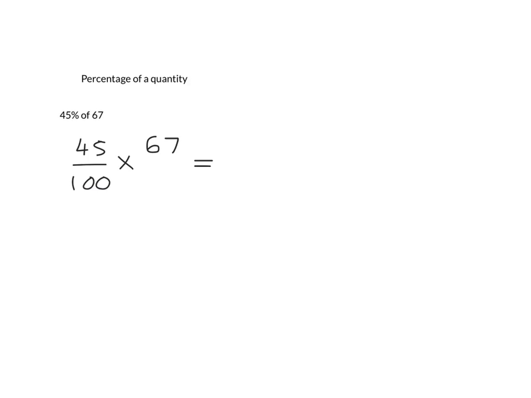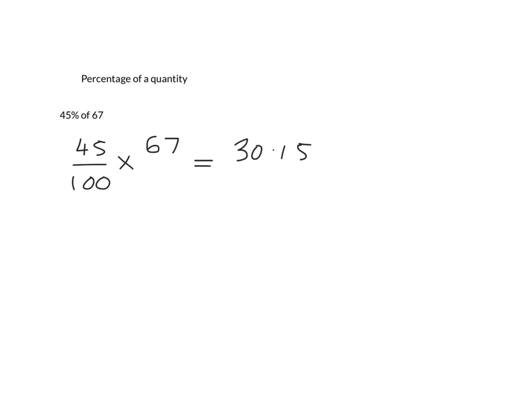See, we know that 45% is a little bit less than half. So we expect our answer to be a little bit less than half of 67. 30.15, Angus? Yep. Can we agree on that? Yes. Yeah, 30.15, that's what I get. Cool.